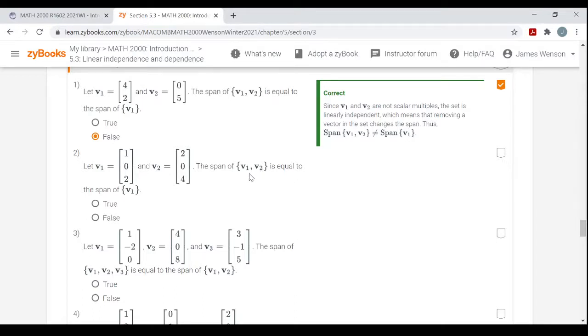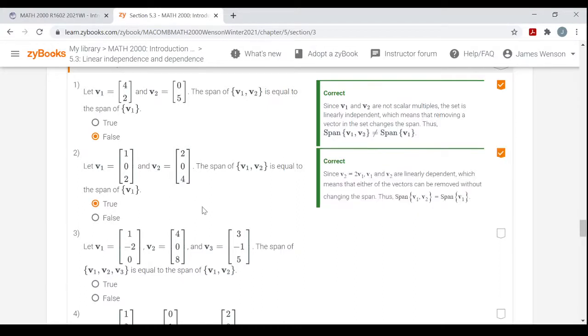All right, so the span of v1 and v2, all the linear combinations of these, is equal to the span of v1? Yes. You can absolutely remove one of these and be fine. And a set with one vector that's not the 0 vector is independent. So we'd have a minimal spanning set there of just v1.